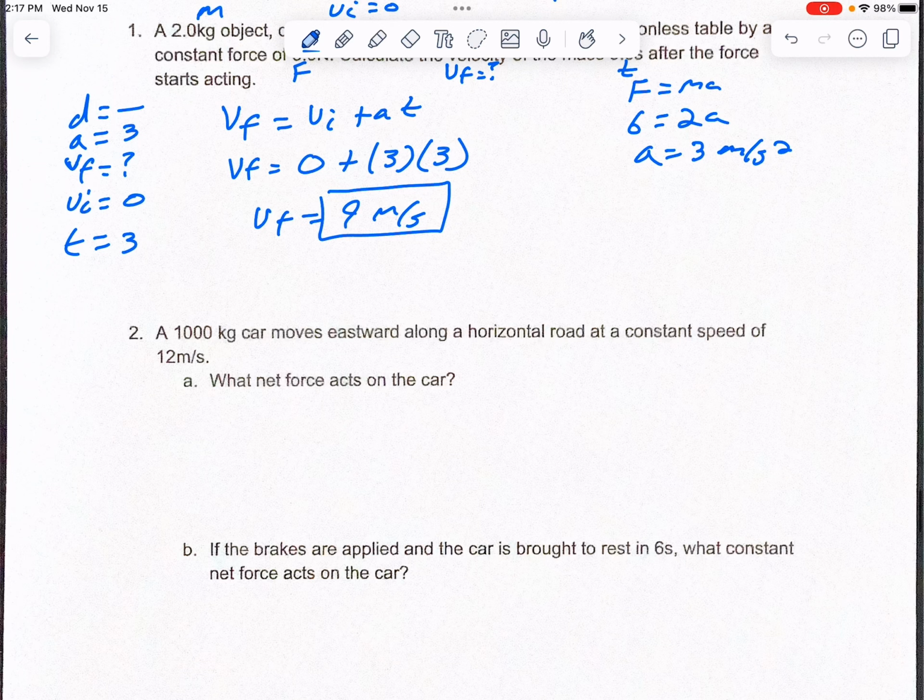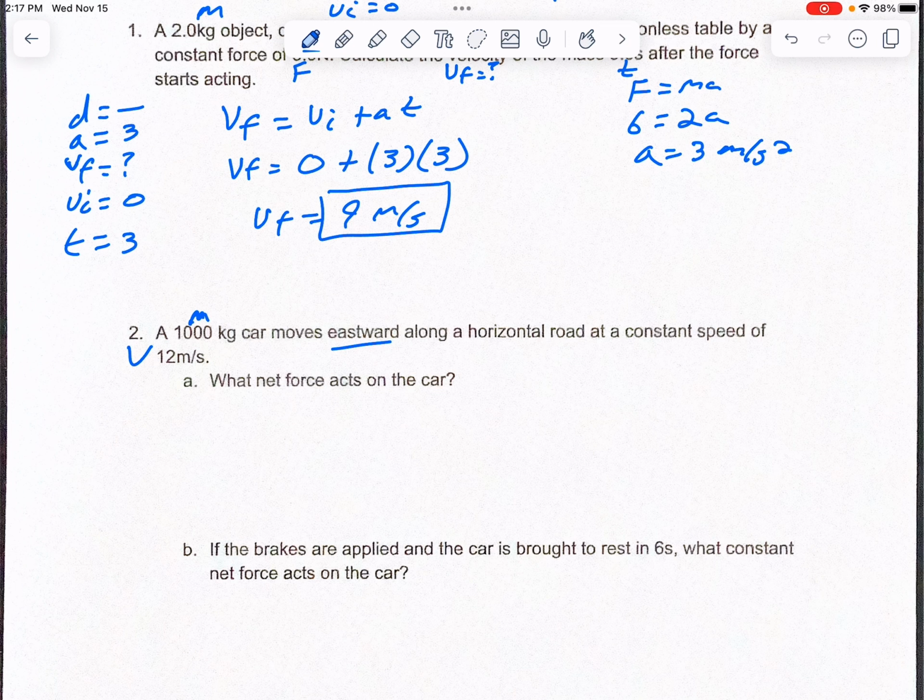Number 2, 1,000 kilogram car. There's my mass. Moving eastward, there's a direction, along a horizontal road at a constant speed of 12 meters per second. So I gave you velocity. I didn't tell you if it was VI or VF, so we'll figure that out in just a second. On A, it says, what net force acts on the car?